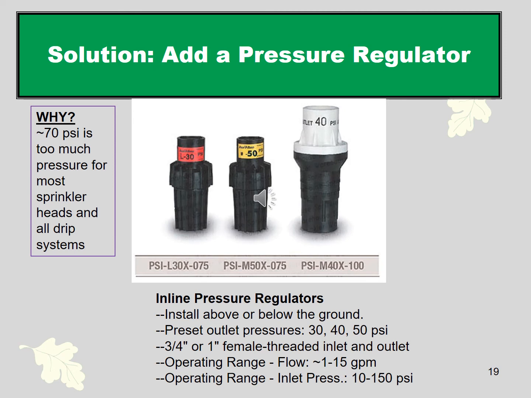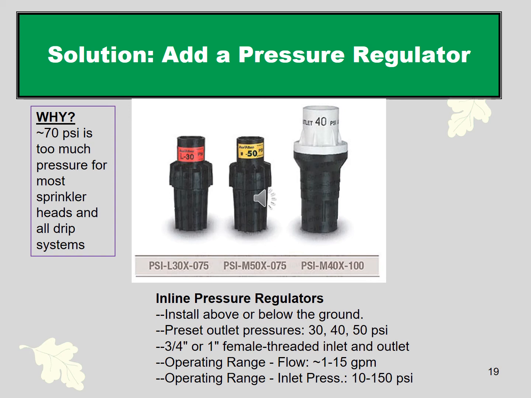And as was said in the last slide, 72 is way too much for most emitters and sprinkler heads to work. So you need to install some type of pressure regulator that can decrease the pressure. It can increase it too. It regulates it up or down. You can see there's 3 examples here. These are installed above or below ground in your PVC pipe. They can do either. They come with preset outlet pressure, so whatever pressure is going into it, they'll come out at 30 psi or 40 or 50, whatever.